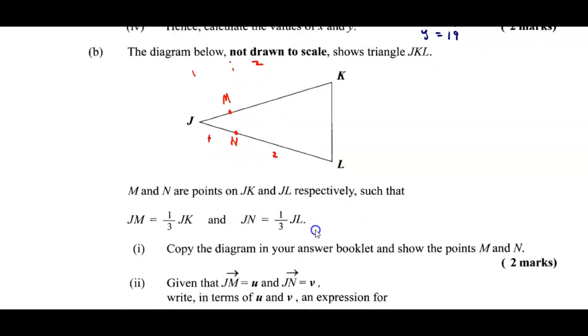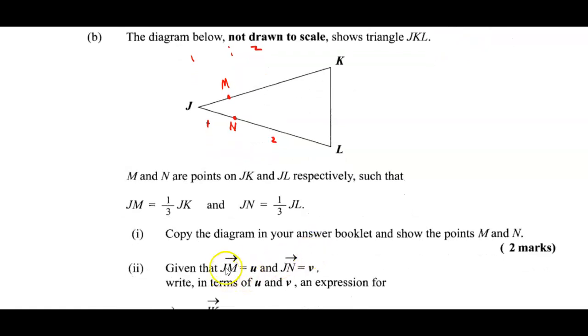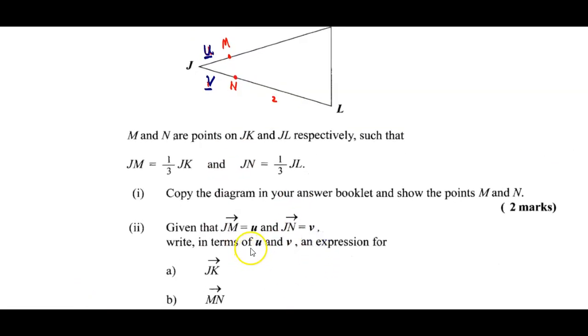Now it says given that JM is u, so we can annotate the diagram. So JM is given as u. I'll use a different color for that. JM is u and JN is v. That's v. Okay. So we want to write an expression in terms of u and v for JK.